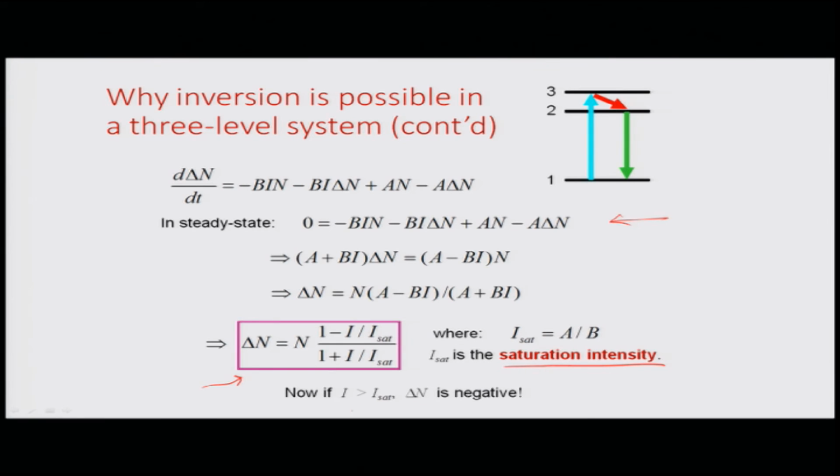And we will find that if our intensity is greater than the saturation intensity, you can get the delta n to be negative, which is exactly what we were looking for, which is your population inversion, and that is the reason why for a 3 level system we can generate population inversion.